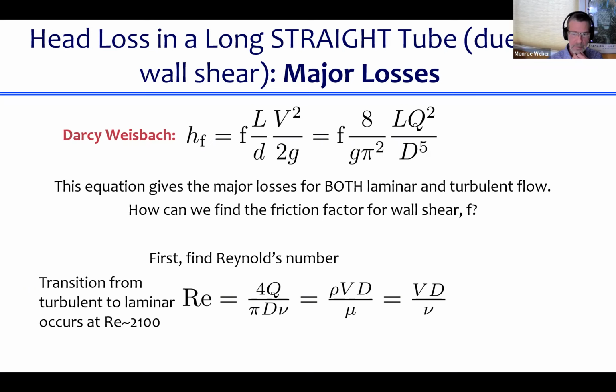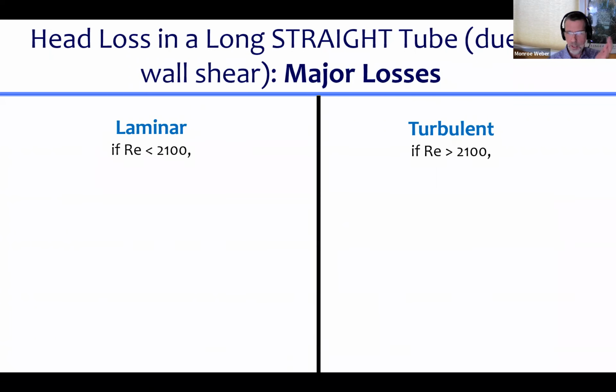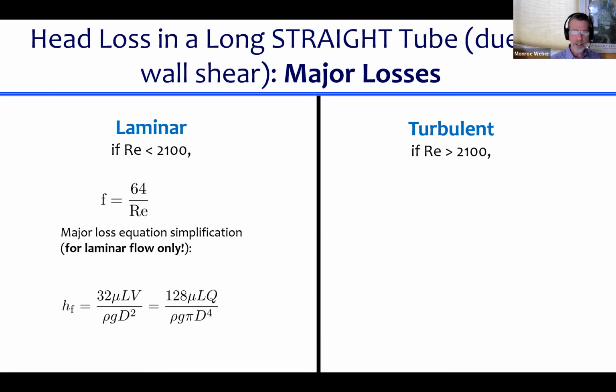The transition from laminar to turbulent occurs at around 2000 for pipes. So here are the two equations for head loss in a long straight tube or pipe. This is the head loss due to shear on the walls, the major losses. For laminar flow, we get this beautiful equation: the friction factor is equal to 64 divided by the Reynolds number. That's kind of cool that it was that beautiful.